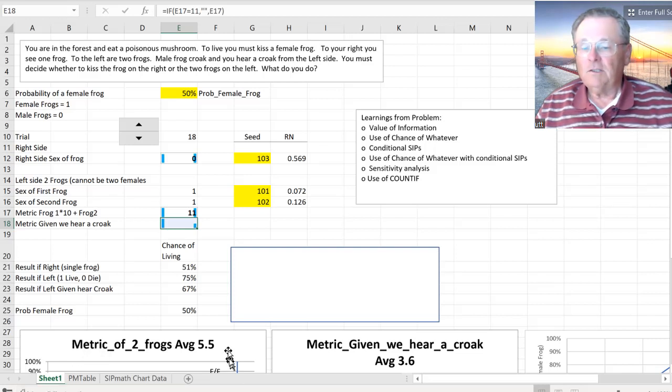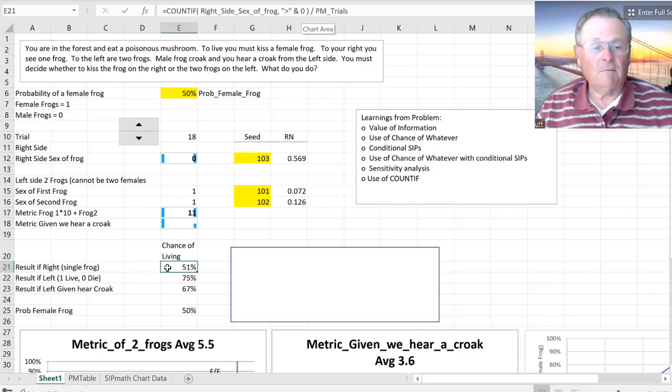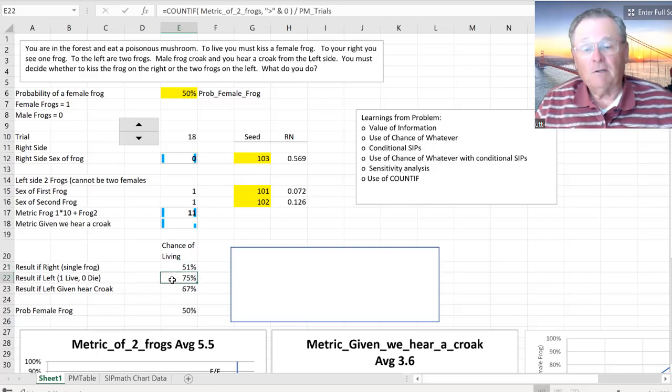So now, let's look at the chance of living. If I go to the right, the chance of living is that the metric, which is this metric right here, is greater than 0. And the answer is 51%, and that's because the female frogs are coming in with 50% probability. What is the chance if I go to the right if I don't hear anything? So there could be a possibility of two female frogs.